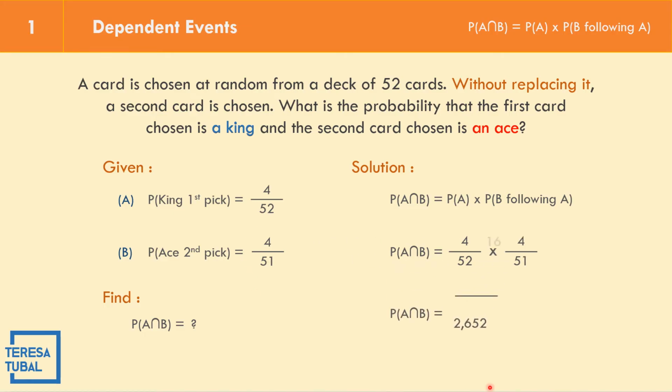4 times 4 is equal to 16, all over 2,652. And in the lowest term, that is equal to 4 over 663, because 16 divided by 4 is 4, and 2,652 divided by 4 is equal to 663. So the probability that the first card chosen is a king and the second card chosen is an ace is 4 over 663.